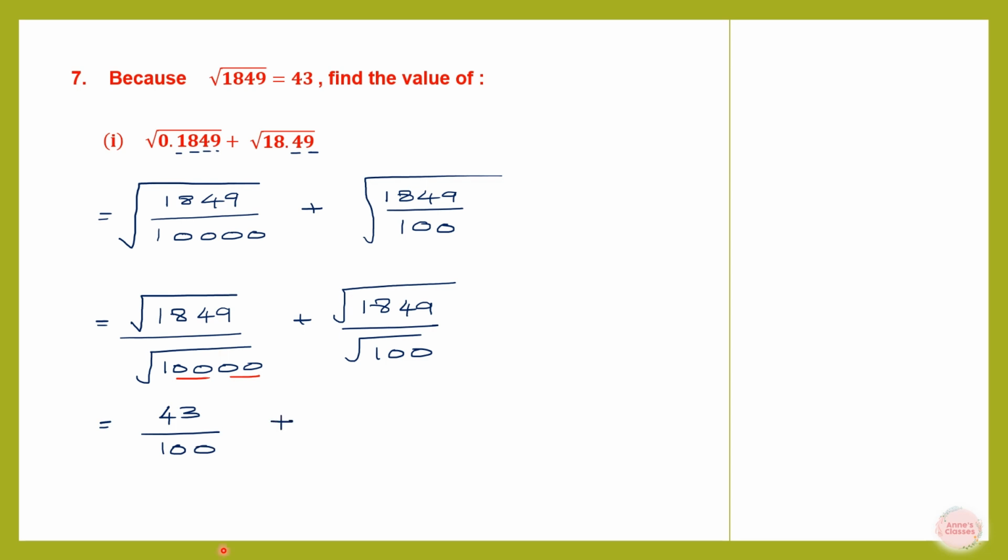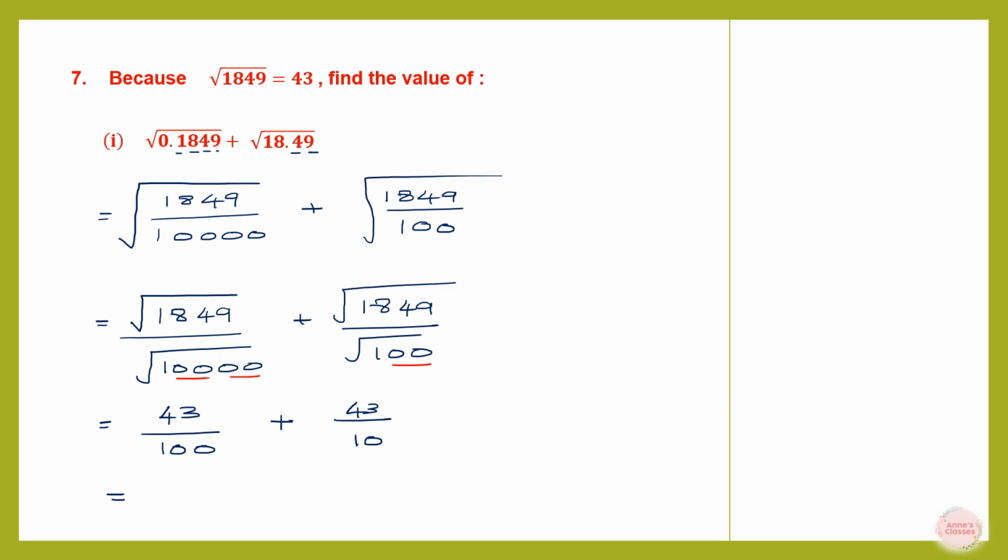Plus, let's go to the next one. Here also 1849. We know the square root is 43. And in the denominator we have 100 and the square root of 100 is 10. So we have one pair, just take 1 0 from that. So it is 10. So here we have 43 by 100 plus 43 by 10.